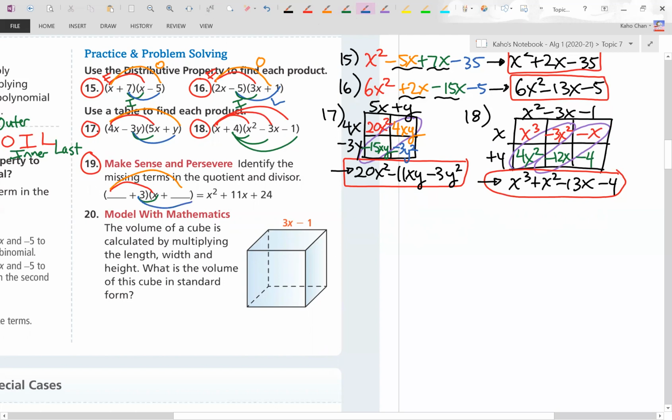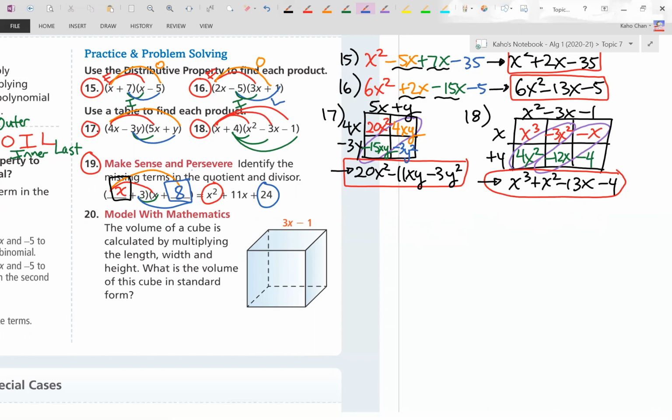So I'm looking at the first terms here, the FOIL. That'll give me x squared. So right there in red, something times x will give me x squared, and that's x. Ding, ding, ding, ding, there's one answer. That has to be the only possibility. And the last terms is kind of interesting in blue, 24. 3 times what will give you that? That has to be an 8. So there you are, ladies and gentlemen, the x and the 8.